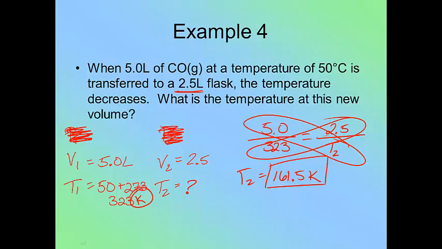So as you can see, I gave you 4 very different situations. One involving volume and temperature, one involving all 3, one involving pressure and volume, and one involving pressure and temperature. They all can use the same formula. Just cross out what you don't need, leave it out of the whole thing, and you're good to go.